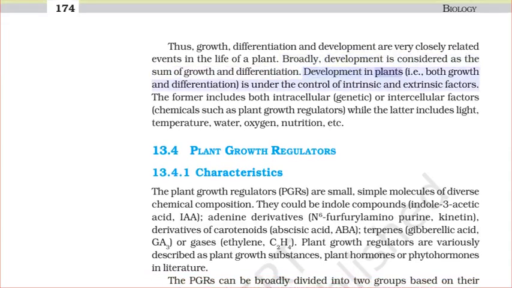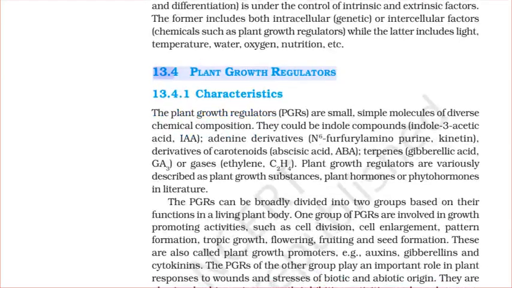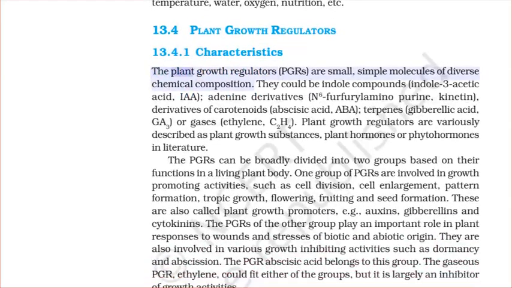Development in plants, i.e., both growth and differentiation, is under the control of intrinsic and extrinsic factors. The former includes both intracellular, genetic, or intercellular factors, chemicals such as plant growth regulators, while the latter includes light, temperature, water, oxygen, nutrition, etc. 13.4 Plant growth regulators. 13.4.1 Characteristics. The plant growth regulators, PGRs, are small, simple molecules of diverse chemical composition.